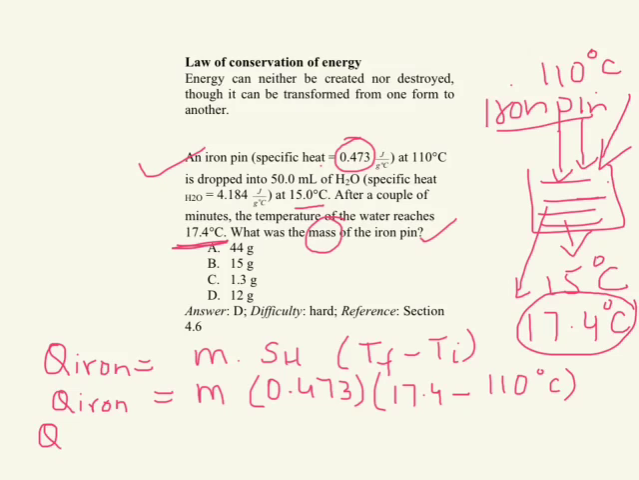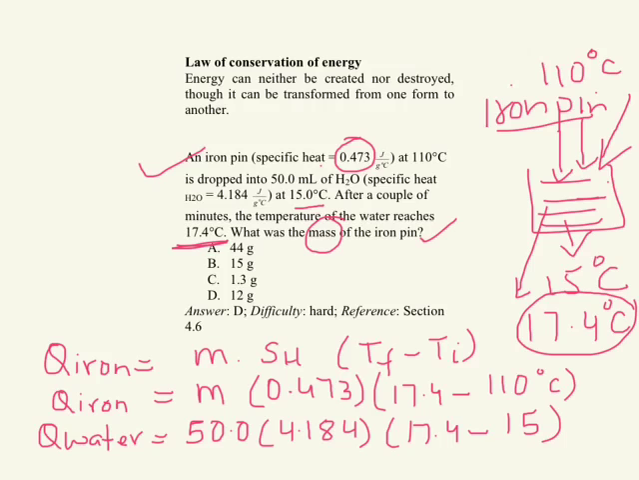Similarly, you calculate Q of water. Again, the mass of water, 50 ml of water means 50 grams because the density of water is 1. The specific heat of water is 4.184. Final temperature is 17.4 and the initial temperature of water was 15 degrees Celsius.